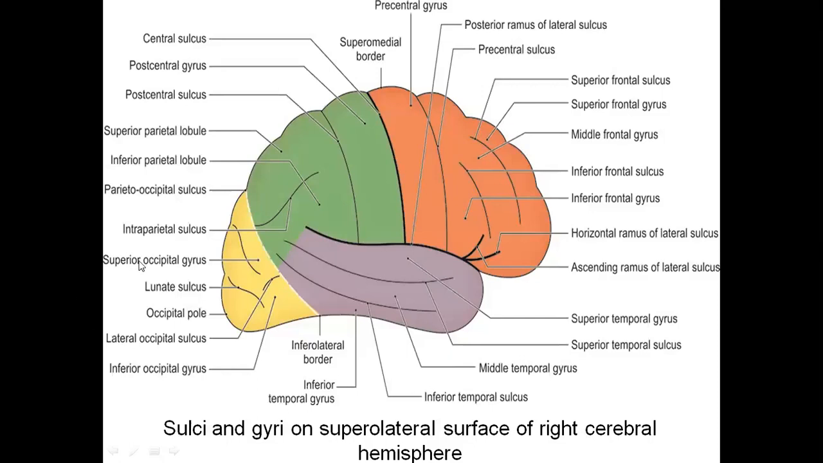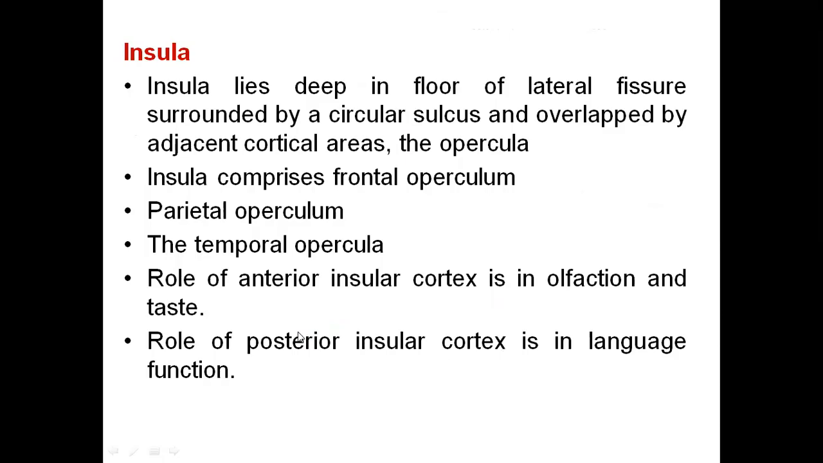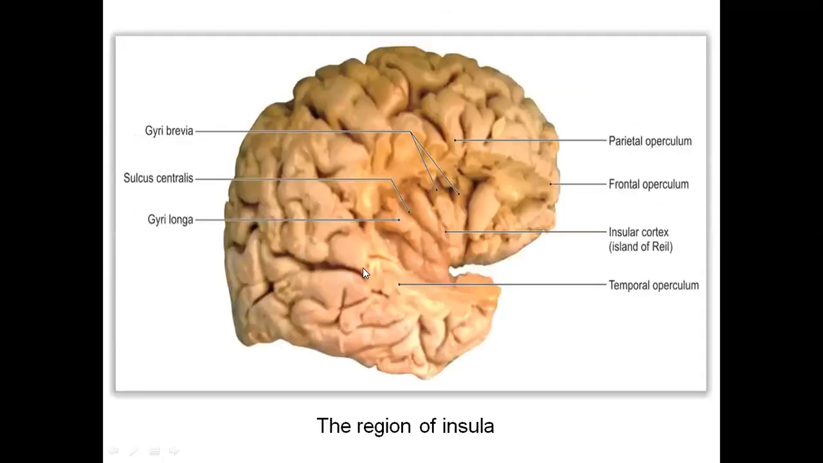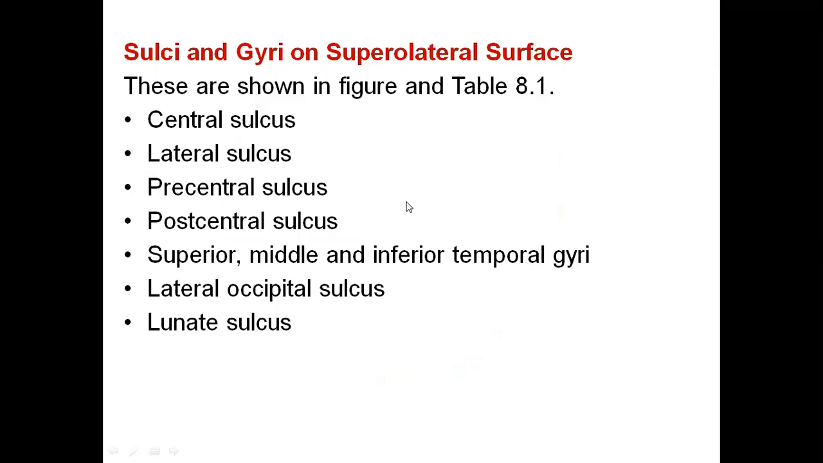Okay. Now, in this picture, we are able to see the superolateral surface. On the superolateral surface, the depressions are called sulci, in singular sulcus, and the elevations are called gyri. Now, if you see these black empty areas, these are all sulci, and these elevated areas in between are the area between two sulci, which we call gyri.